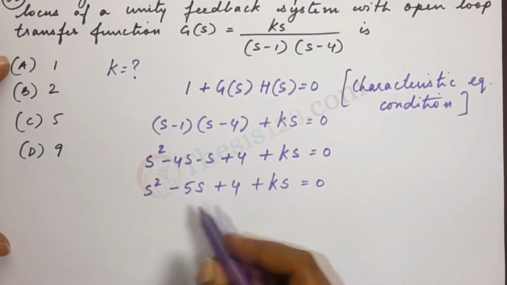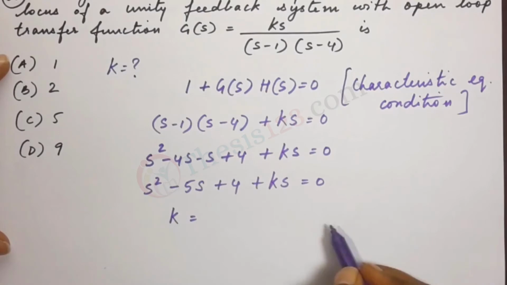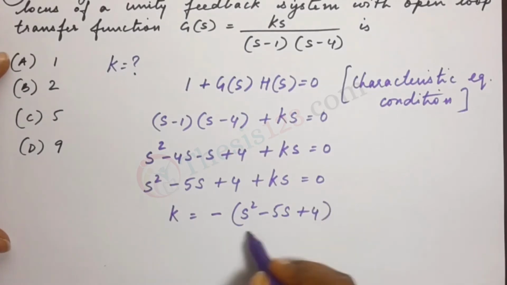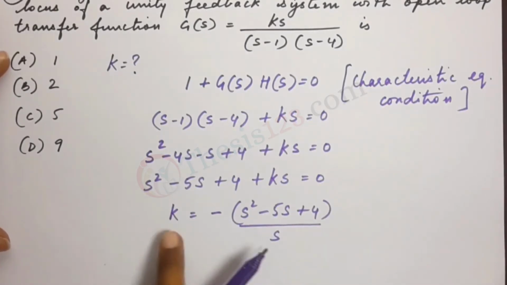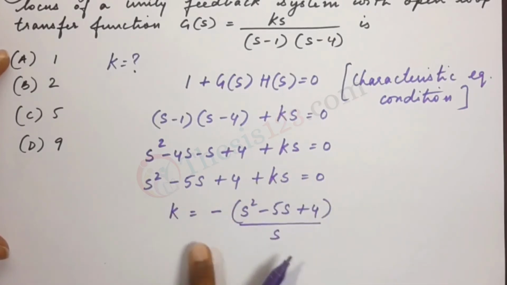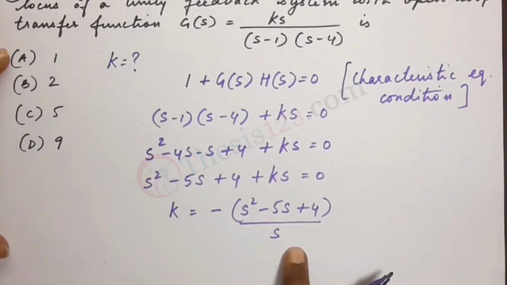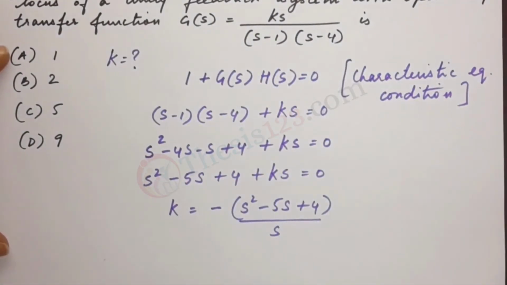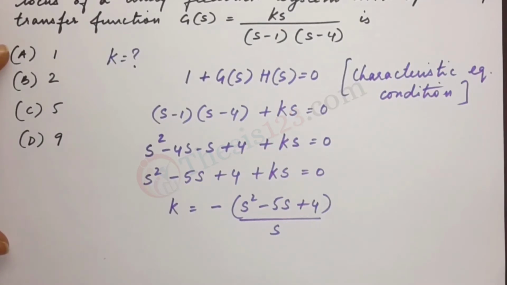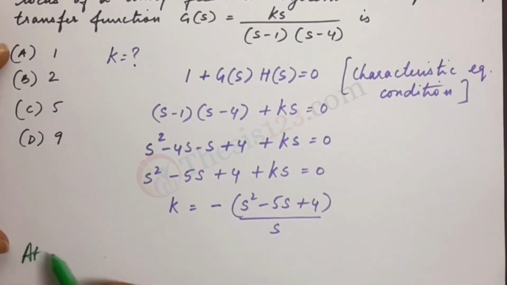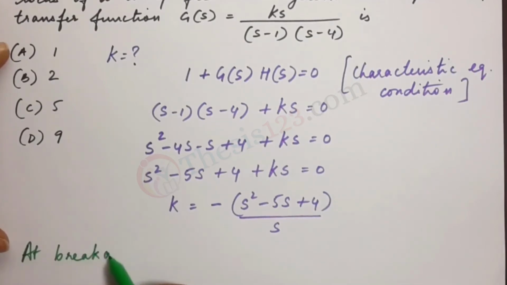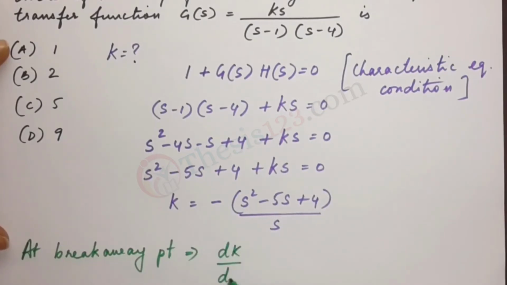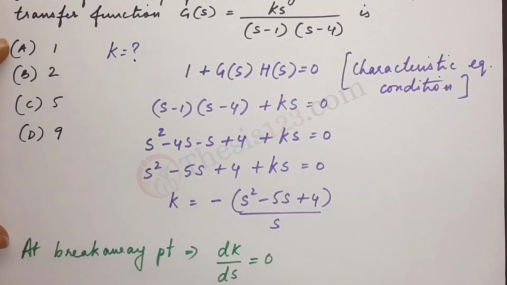Now let's find out what the expression for K is. We take everything else on the other side. We get K is equal to minus of (s squared minus 5s plus 4) divided by s. So this is the expression for K. Now the question says that we need to find out the breakaway point. So here is an important condition. At the breakaway point, dK by ds should be equal to 0.